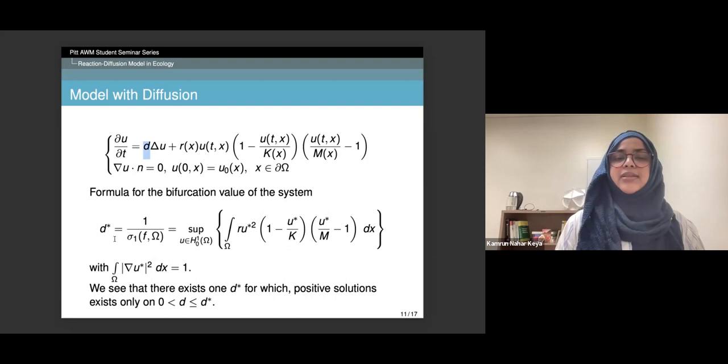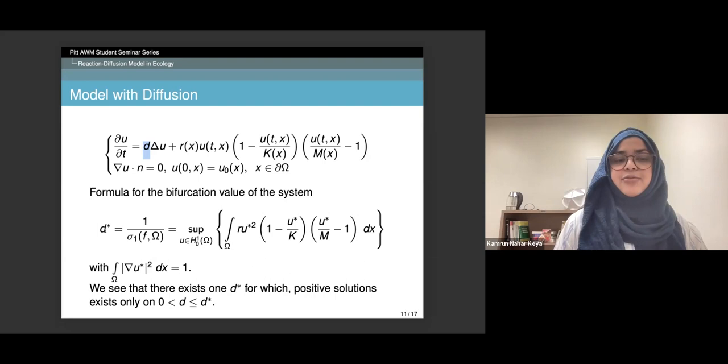And later we numerically also found some value for the bifurcation value, and we show that we have a bifurcation value and we need the diffusion coefficient less than that bifurcation value so that the solution could exist on the domain. Otherwise, it will not exist. The population will die out soon.